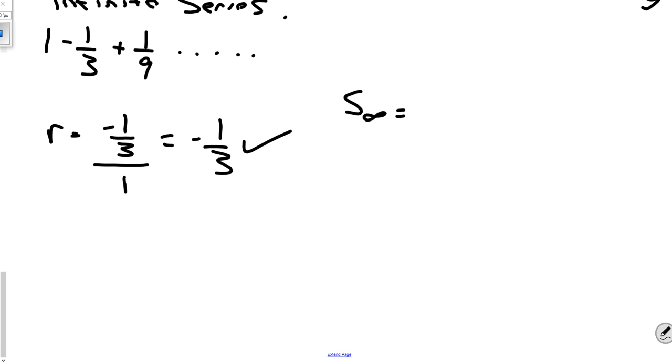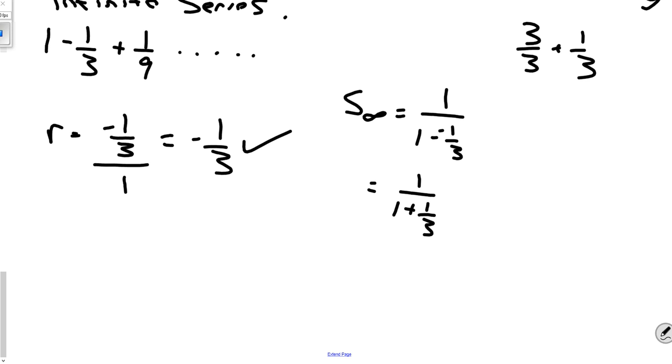So S infinity. T1 is 1, over 1 minus negative 1/3. Wait, that's the first value? Yeah. So that's just 1 plus 1/3. Very good. Do I need to show how to add up the fractions? 1 would be written as 3/3. So that's 4/3, correct?